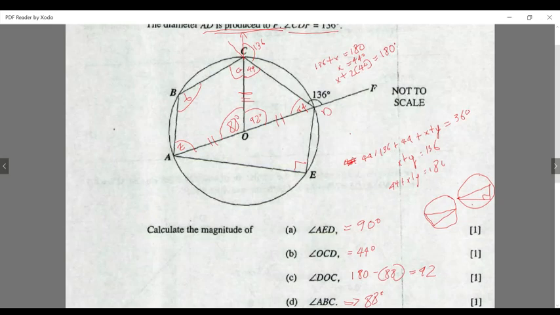Recognize that because all these angles equal to 360, we have a way to solve this problem, because the sum of the interior angles in a quadrilateral is 360. So we need to find the angle here. So this is 180 minus 92, which is 88. So 88 here is also 88 here. So I'll just write 88.